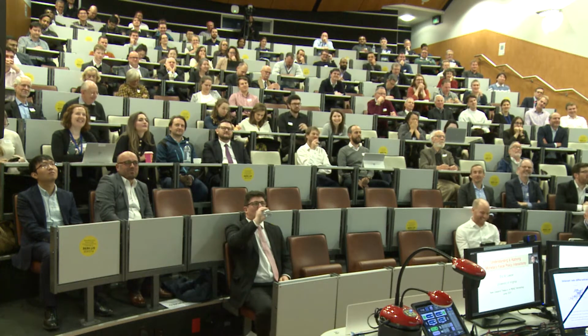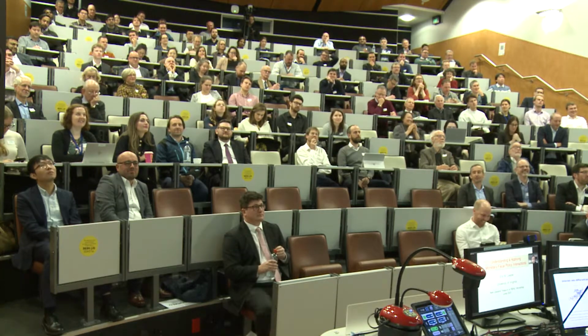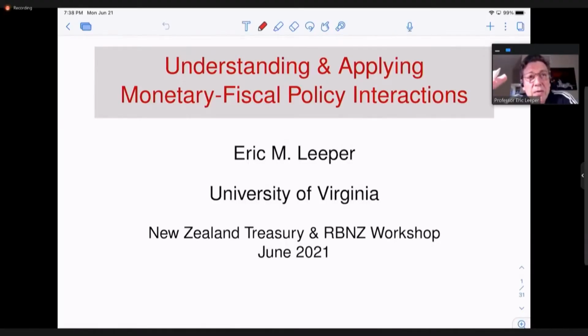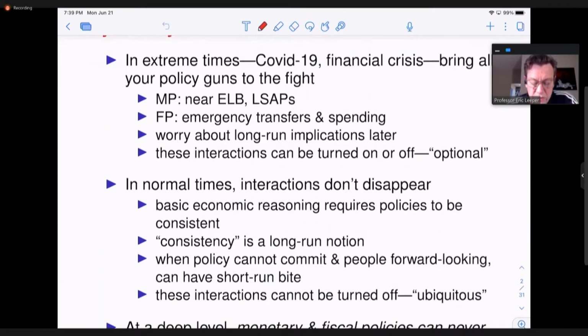So what I was asked to do was to talk at a somewhat abstract level about monetary and fiscal interactions. I will do that, but I'm also going to get into some examples of how I think they have shown up in data. So, why talk about policy interactions in the first place?